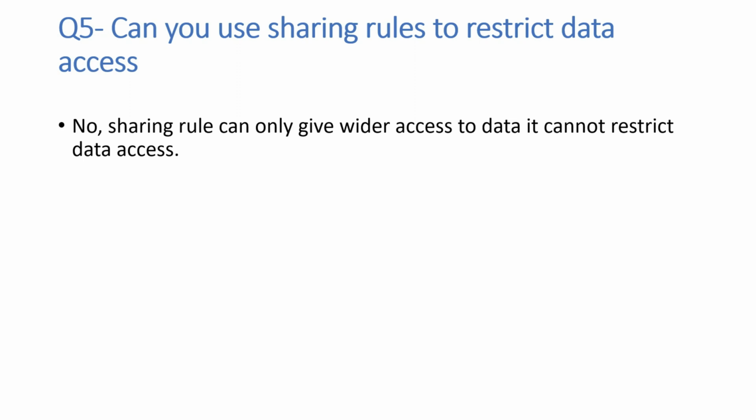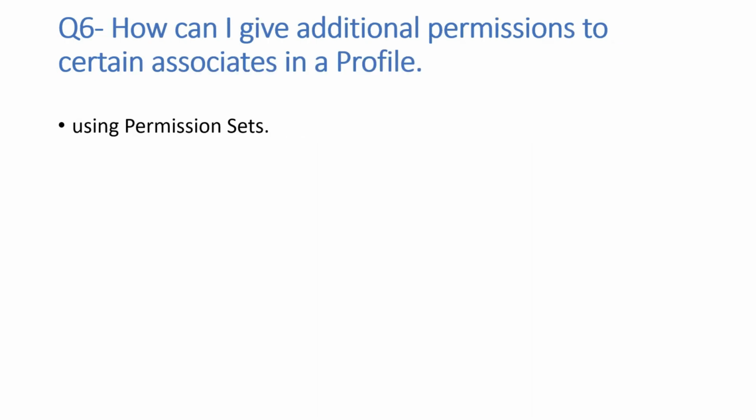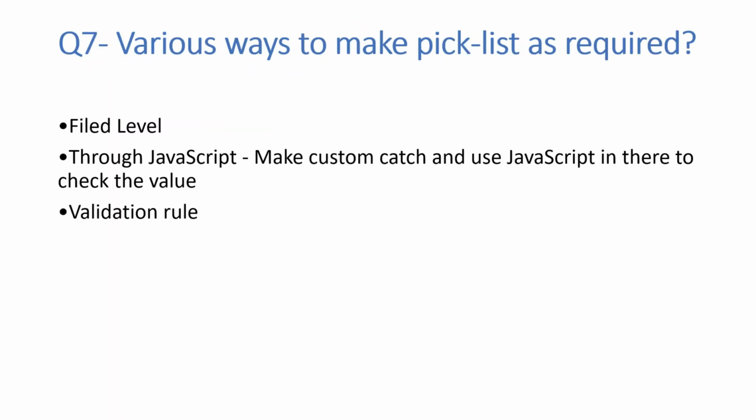5. Can you use sharing rules to restrict data access? No. Sharing rules can only give wider access to data. It cannot restrict data access. 6. How can I give additional permissions to certain associates in a profile using permission sets? 7. Various ways to make pick list as a required: through field level, through JavaScript and validation.